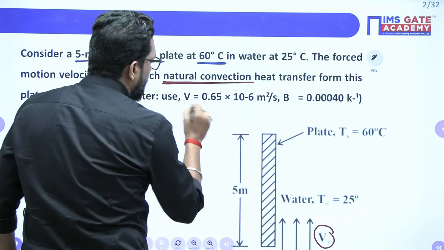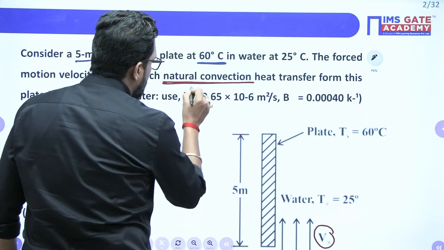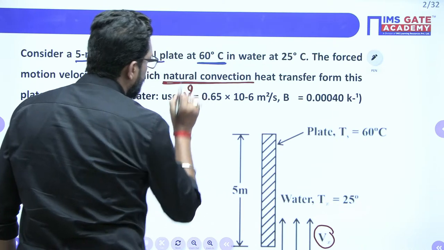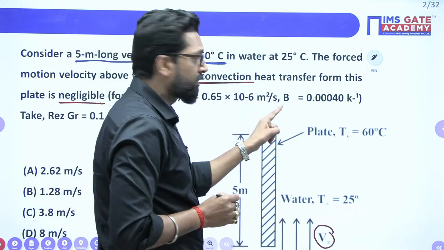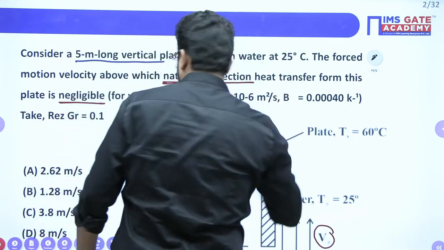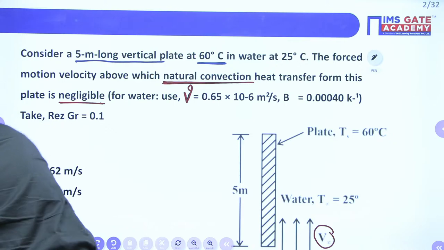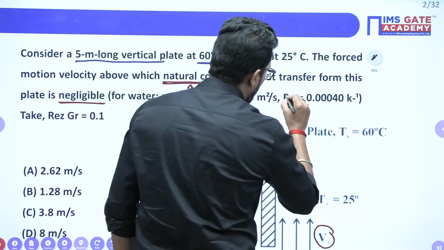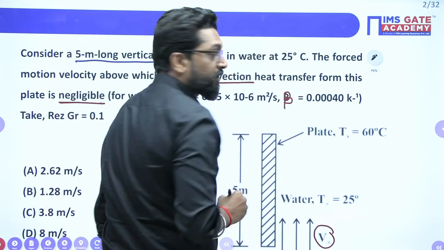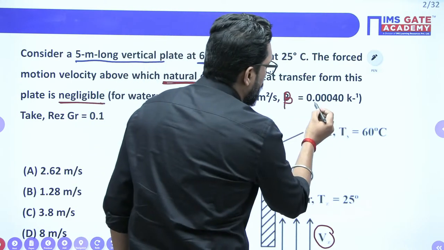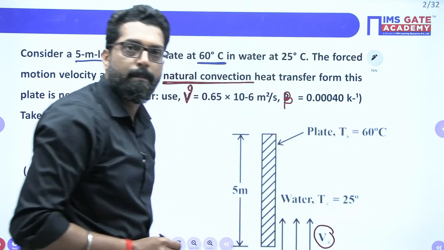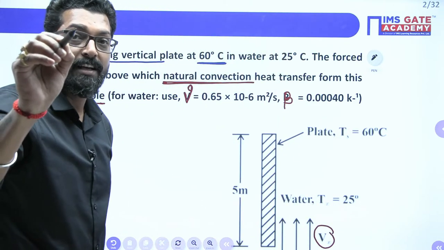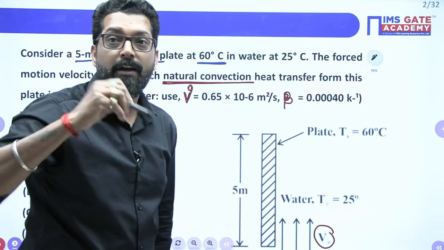Use water, it is given, the kinematic viscosity, beta, this is a printing mistake. Kinematic viscosity is 0.65 cross 10 to the power minus 6 meter square per second, and this is your coefficient of volume expansion, beta. The coefficient of volume expansion is given as 0.00040 Kelvin to the power minus 1. It is very important while we are solving.